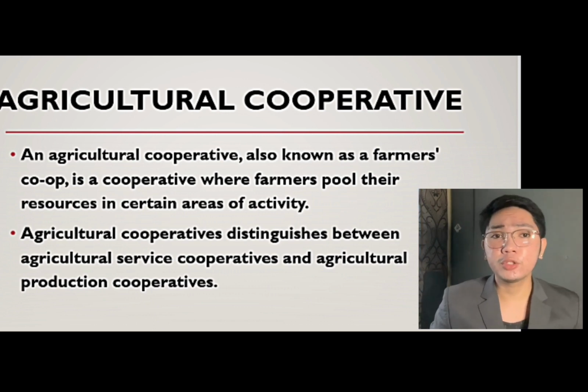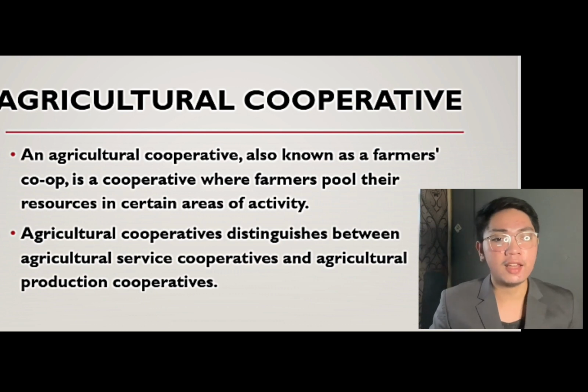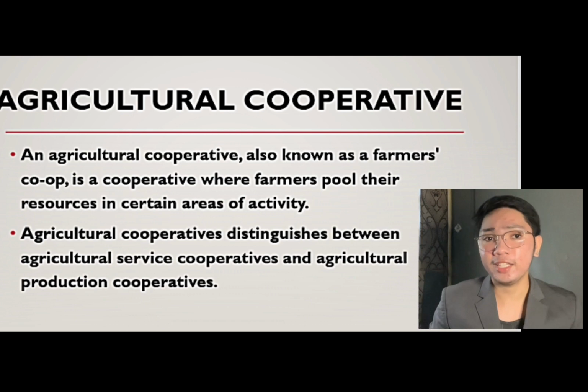An agricultural cooperative, also known as a farmers' co-op, is a cooperative where farmers pool their resources in certain areas of activity. And agricultural cooperatives are distinguished between agricultural service cooperatives and agricultural production cooperatives.